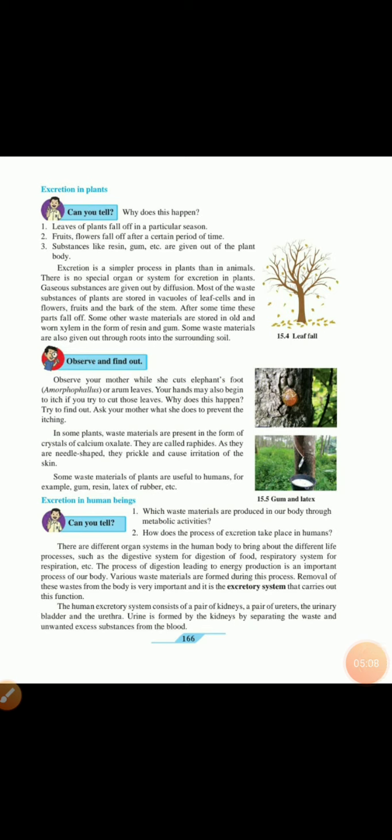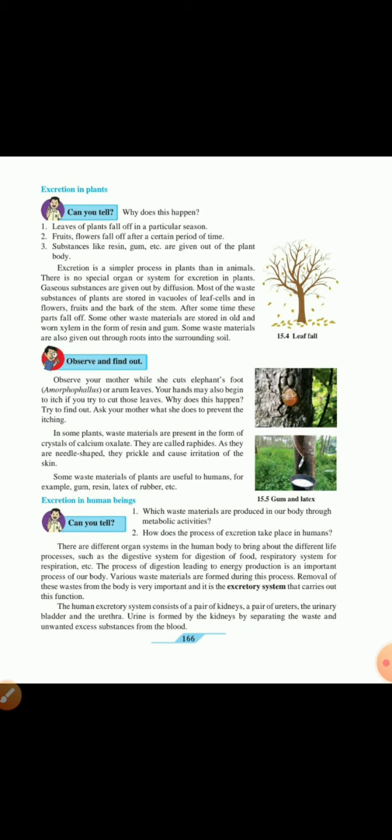Okay, students. So I hope you have understood from the video how the excretion in plants occurs. Now, can you tell why does this happen? Leaves of plants fall off in a particular season. Fruits, flowers fall off at a certain period of time. Substances like resin, gum, etc. are given out of the plant body. Now, all these things, substances like resin and gum, they are useful for us, but they are unwanted by the plants. Hence, we use them.